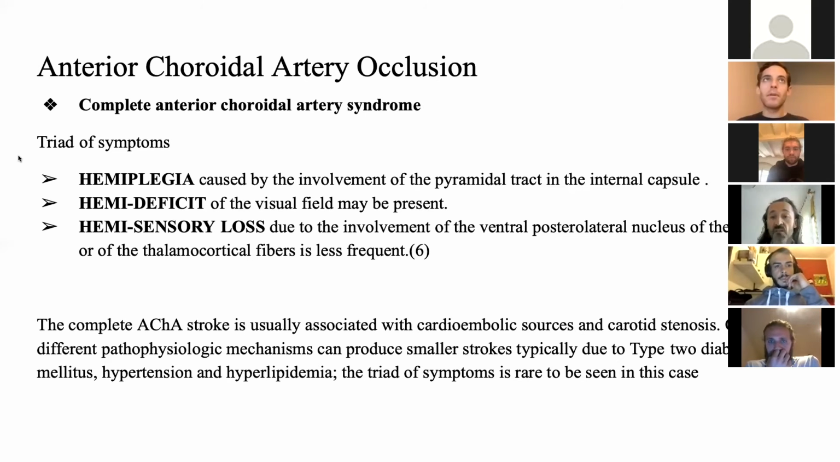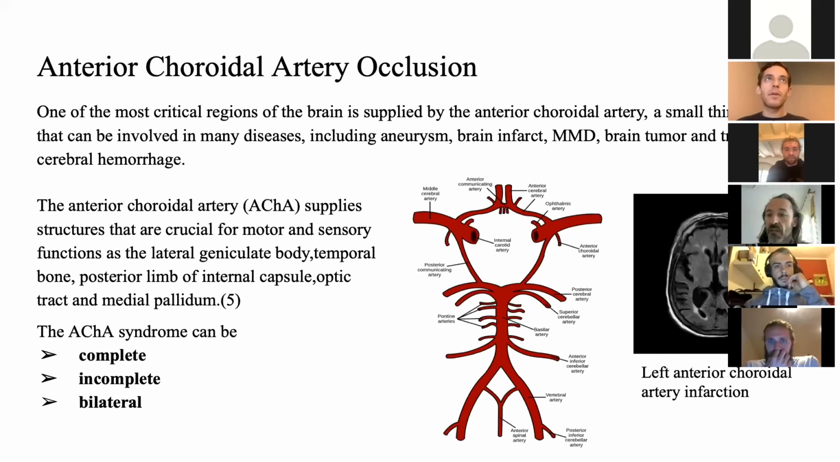Brain imaging used to diagnose ischemic stroke includes non-contrast CT, CT perfusion, CT angiography, digital subtraction angiography, and MRI.